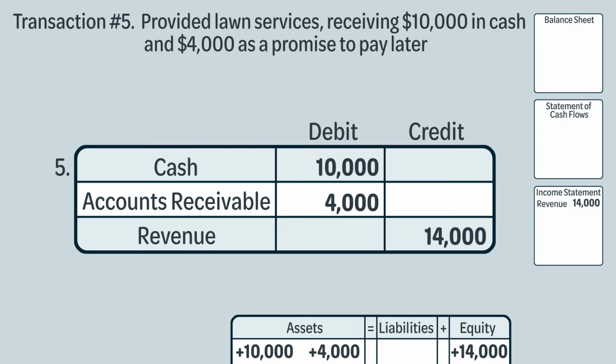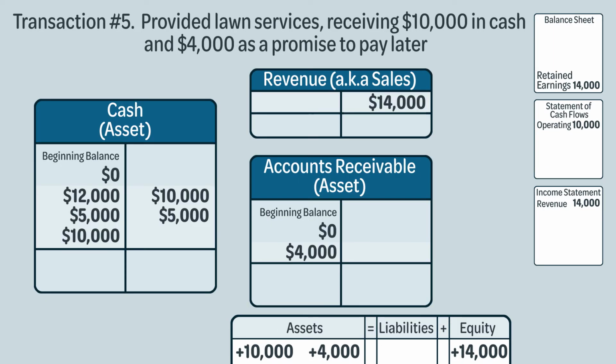Notice that revenue will increase net income, and net income is a component of retained earnings, which is reported on the balance sheet. On the statement of cash flows, the cash received from customers will be reported in the operating section. After recording this transaction, we have an ending balance in cash of $12,000. Revenue reflects a $14,000 balance, and we have $4,000 of AR.